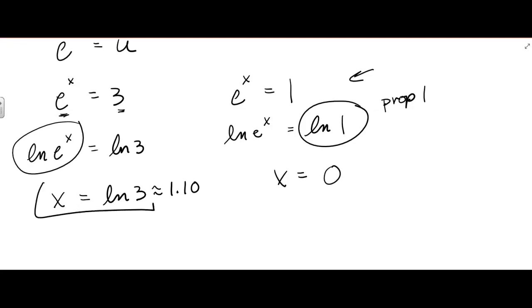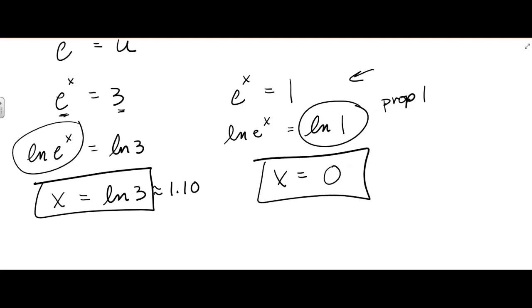Okay, so I get two solutions. They're going to want the exact solution, I think, but I put the decimal approximation for you. So I get natural log of 3 and 0. Those are my two solutions.